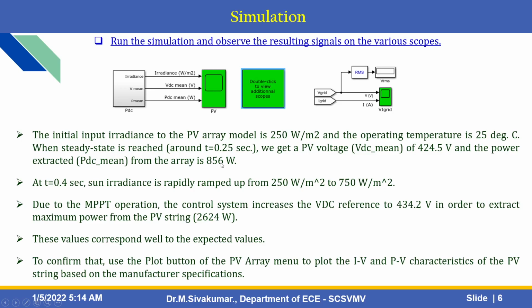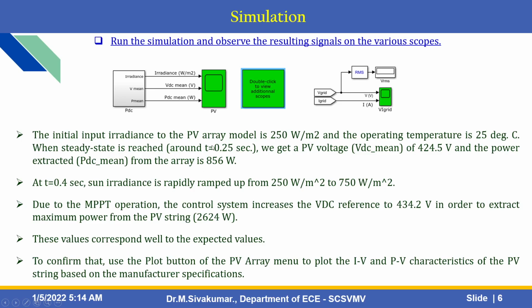Let us see similar observations during the simulation. At time 0.4 seconds, the sun irradiance is rapidly ramped up from 250 watts to 750 watts. Due to MPPT operation, the control system increases the VDC reference to 434.2 volts in order to extract maximum power from the PV string, 2624 watts. These values correspond well to expected values.